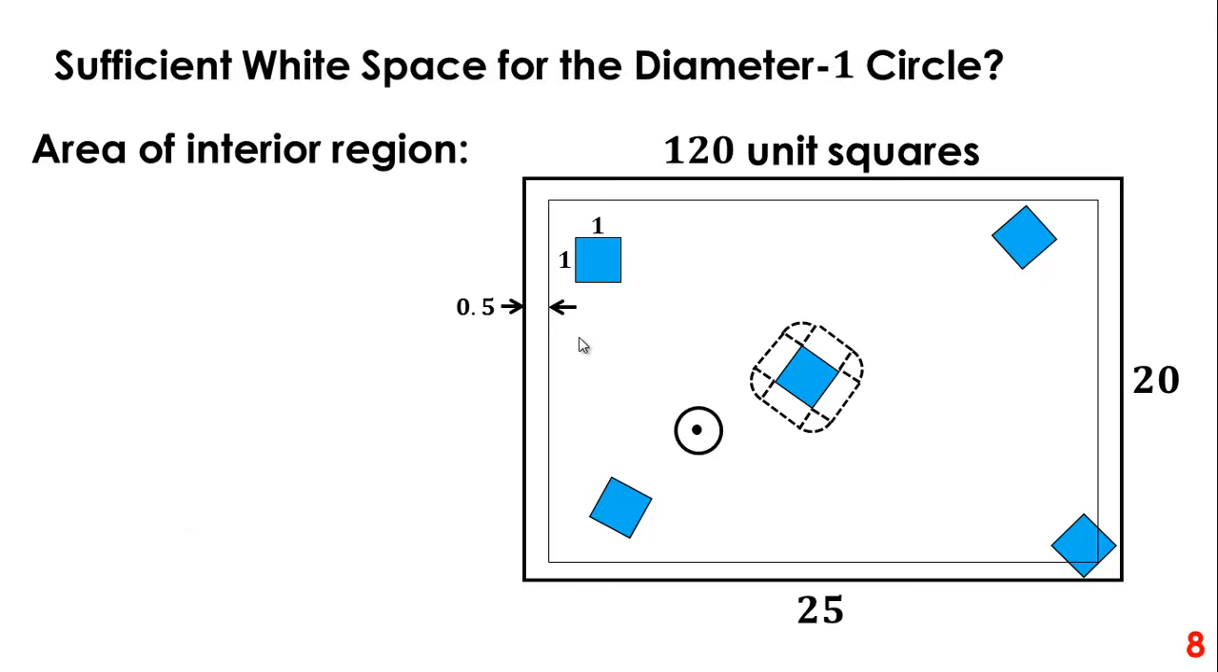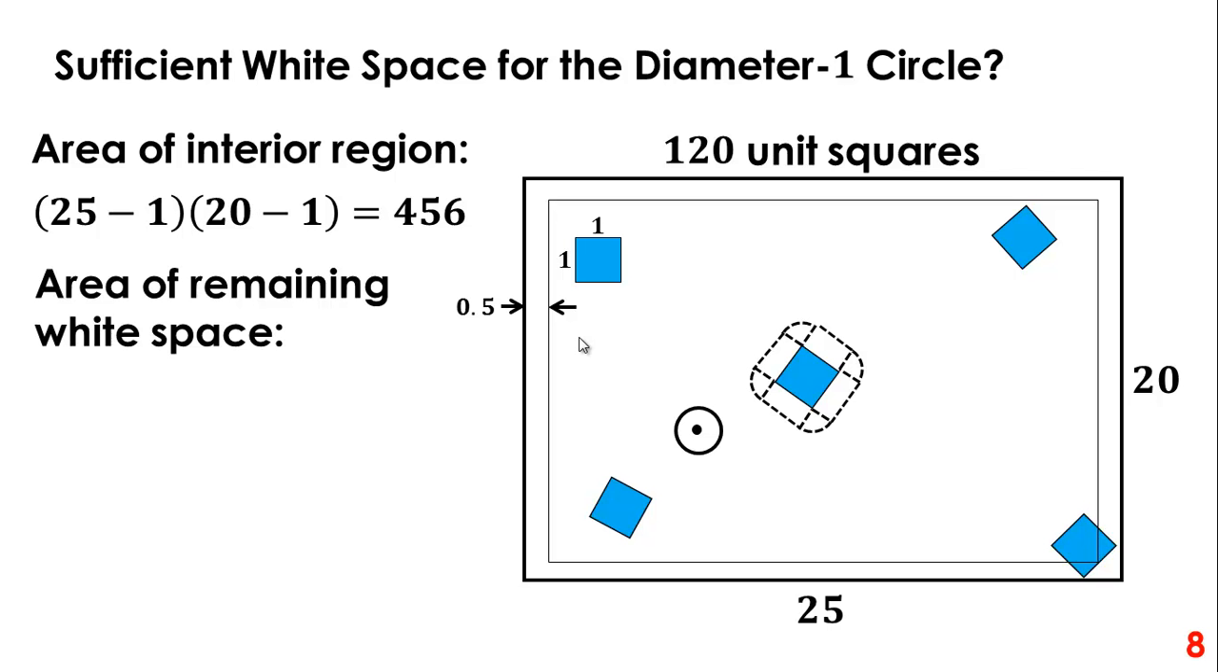Then we want to calculate how much freedom for this diameter 1 circle. First, we calculate the area of the interior rectangular box. That's easy. The length: 25 minus 1, because each boundary takes 1/2 of the unit. 20 minus 1, the width. Answer 456.